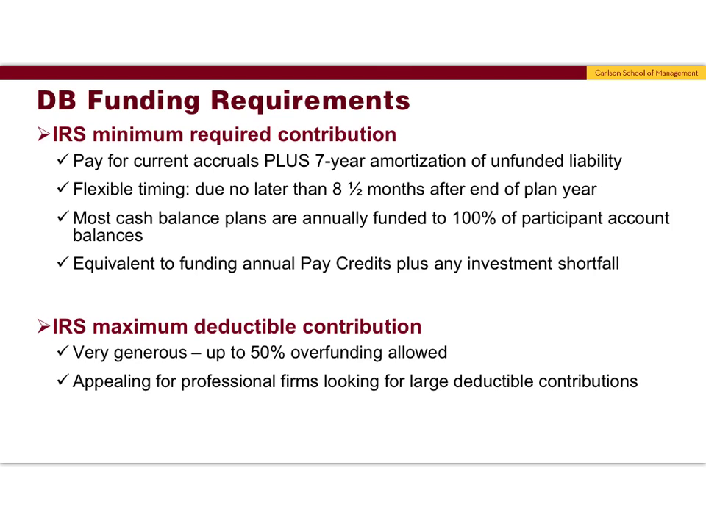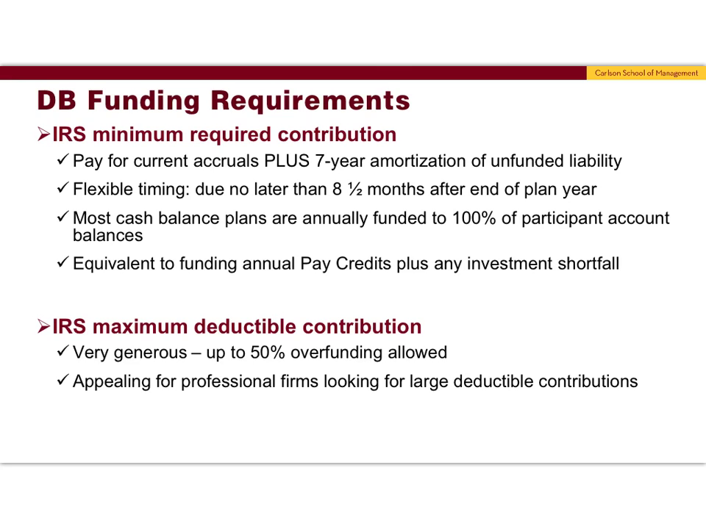The current minimum contribution rules require that an employer annually contribute an amount equal to the value of benefits earned during the current year, known as the normal cost, plus a 7-year amortization of the plan's unfunded liability. This minimum contribution amount is adjusted with interest if paid after the first day of the plan year. Fortunately, the timing on DB pension contributions is very flexible. They're due no later than 8.5 months after the end of the plan year.